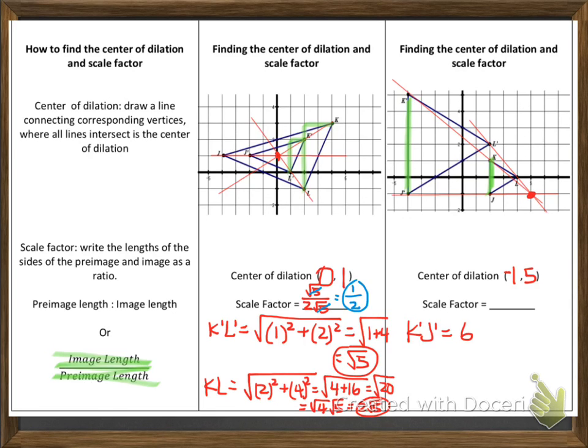So K prime J prime is 6 and KJ is 2. Make sure you put the image on top when you put the ratio, and I get 6 over 2, which is 3. And then just to verify, my shape should be getting larger, and I can see that the shape with the primes is the one that's getting larger.